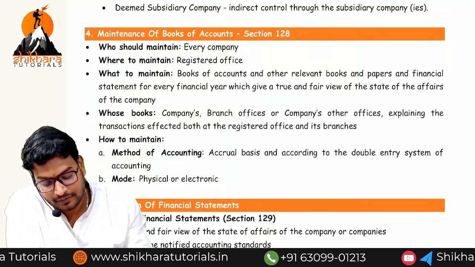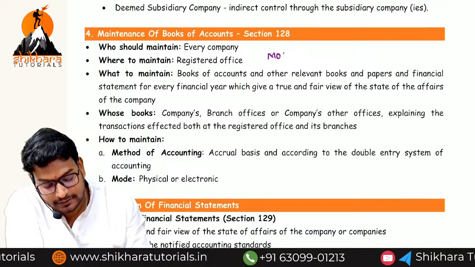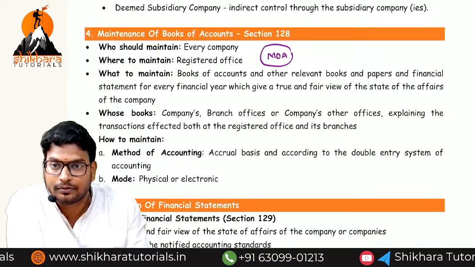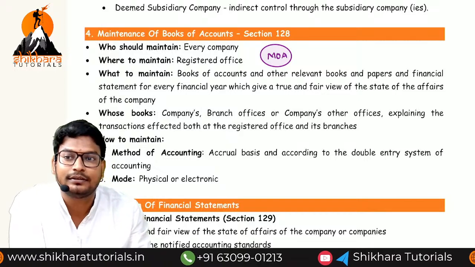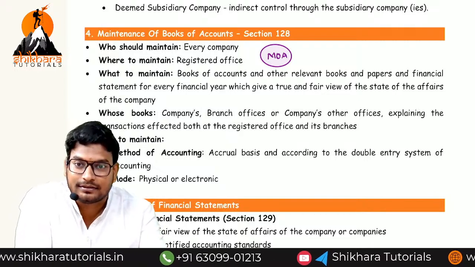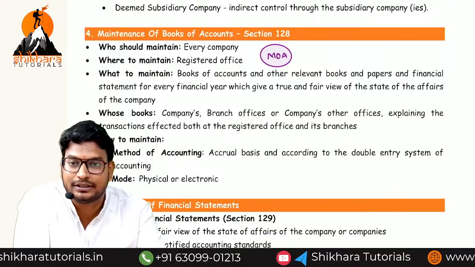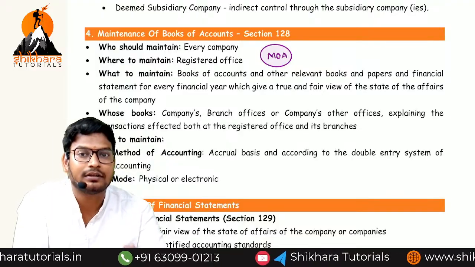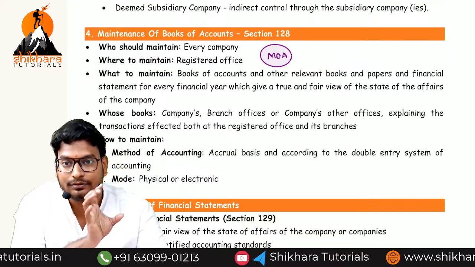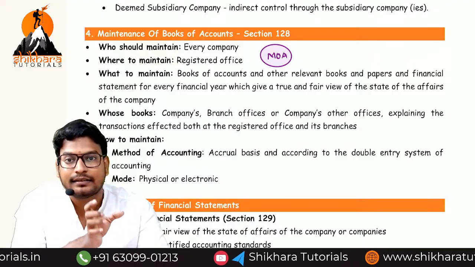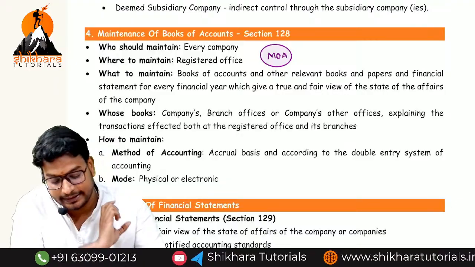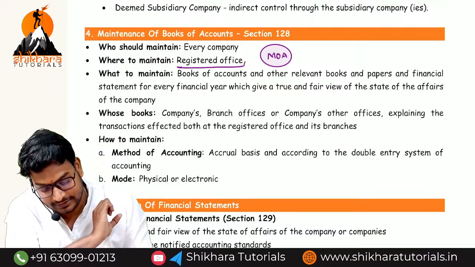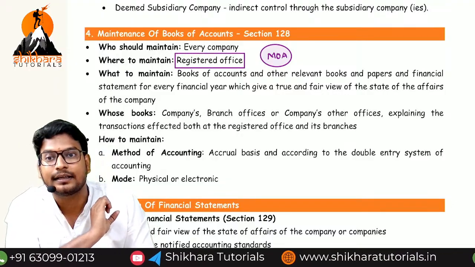In the MOA there will be clauses. I think you know. Not first class, second class, third class like that, but the name clause, subsidiary clause, associative clause, like that. One of the clauses is the address clause. That particular address which was mentioned in the MOA is called the registered office of the particular company.